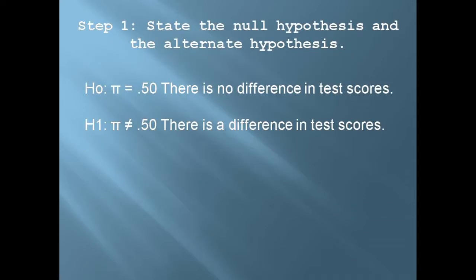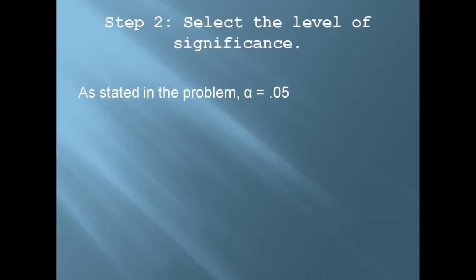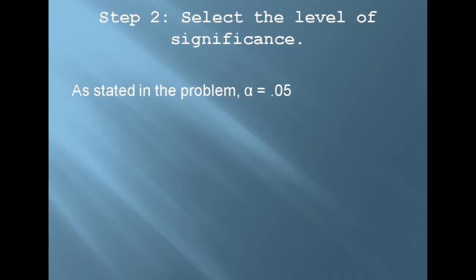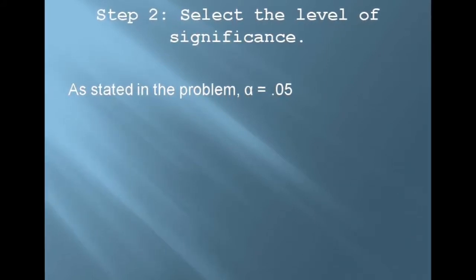So the first step in this question is to state the null hypothesis and the alternative hypothesis. So H0 is pi equals 0.50, which means there is no difference in test scores, and H1 is pi does not equal 0.50, which means there is a difference in the test scores. Step 2 is to select the level of significance. This was previously stated in the problem as 0.05.